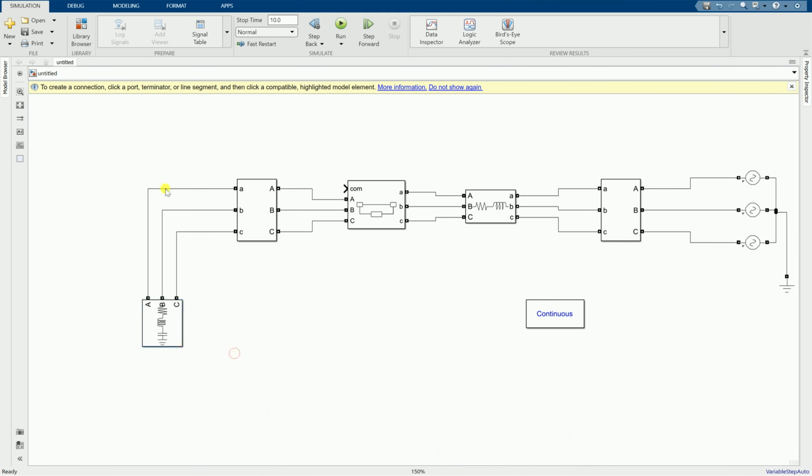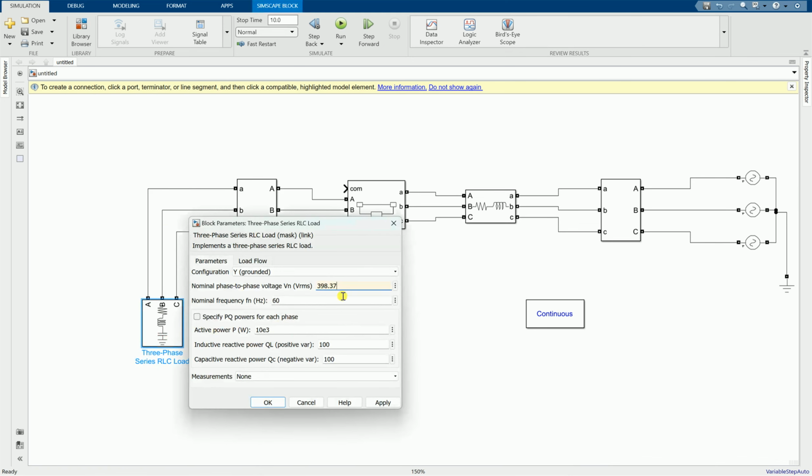Okay, so we have here our load, and this is 10 kilowatt. Frequency 50 hertz. Don't forget about the frequency. Inductive and capacitive are 0. We don't have any capacitance or inductance. The active power is 10 kilowatt. Then apply and okay.